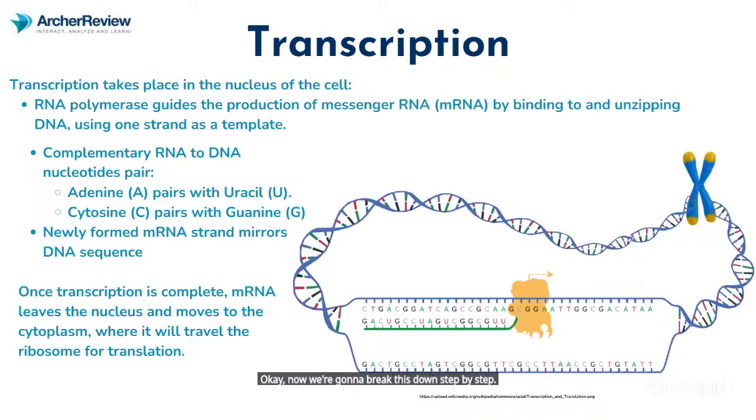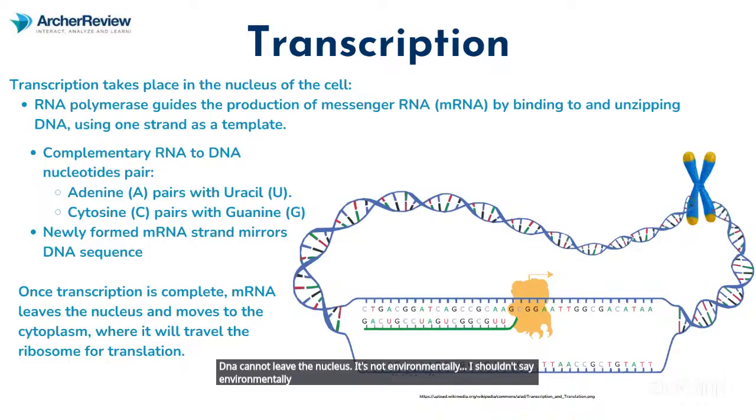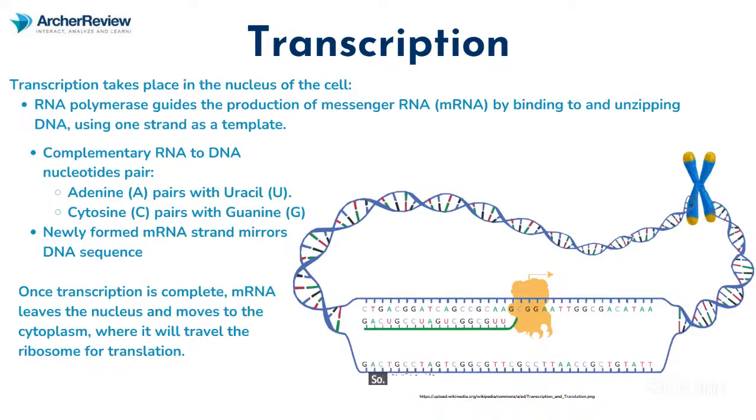All right, transcription. Here's the big idea before we go through what's on the screen. DNA is enclosed in the nucleus. DNA cannot leave the nucleus. There's no evolutionary advantage for DNA to leave the nucleus. It is doubly protected because we have our cell membrane and then we have our nuclear membrane. So DNA is very well protected in there, and so we don't want it to leave the nucleus.